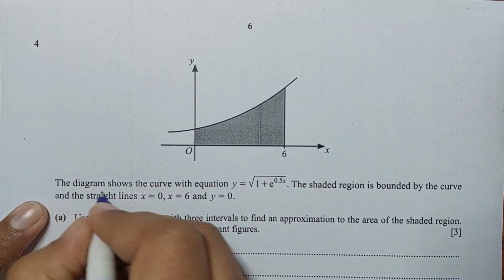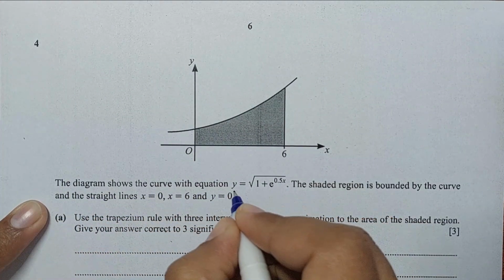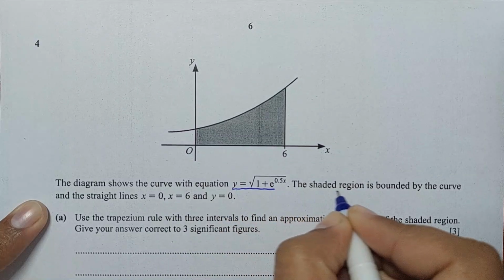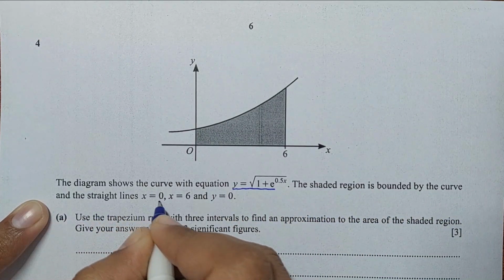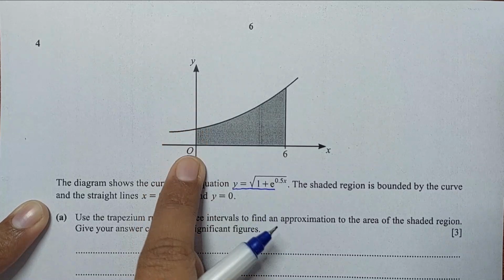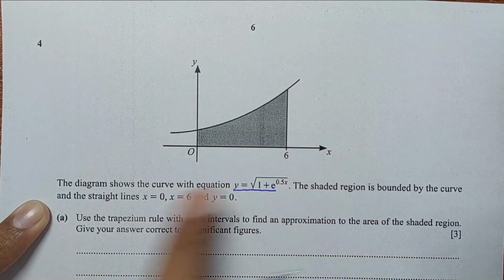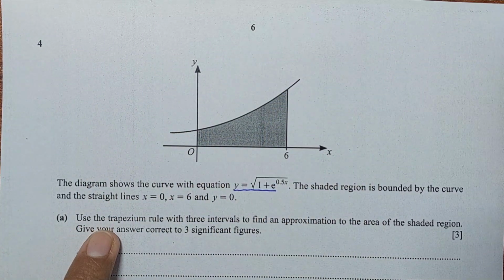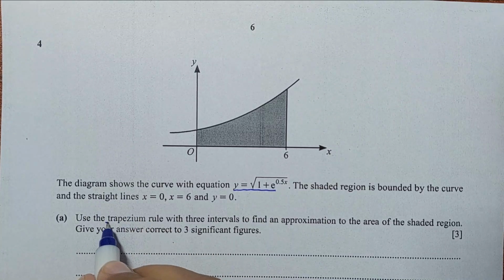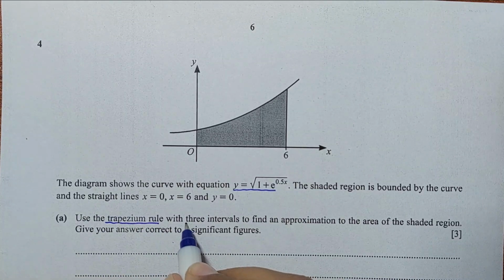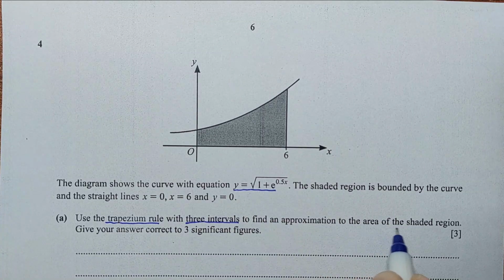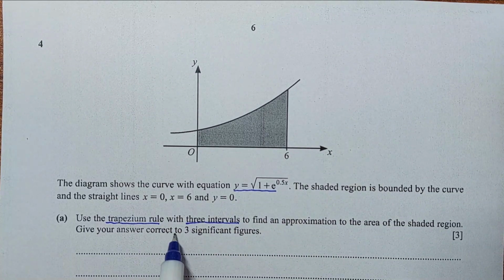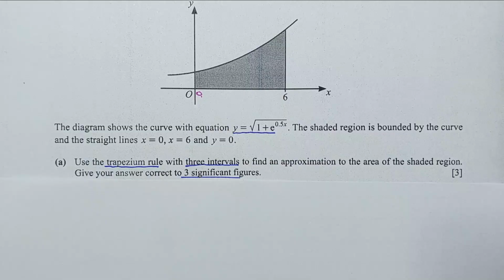Question number 4. The diagram shows the curve with equation. This is the equation of the curve. The shaded region is bounded by the curve and the straight lines x equals 0, x equals 6 and y equals 0. Part a, use the trapezium rule with 3 intervals to find an approximation to the area of the shaded region. Give your answer correct to 3 significant figures.